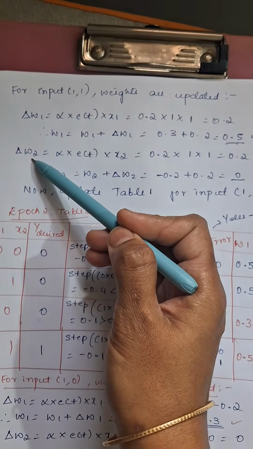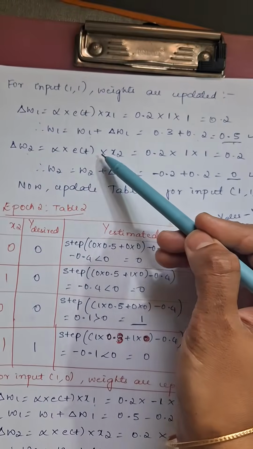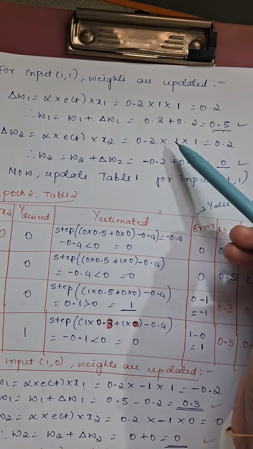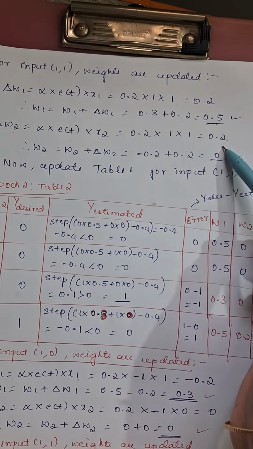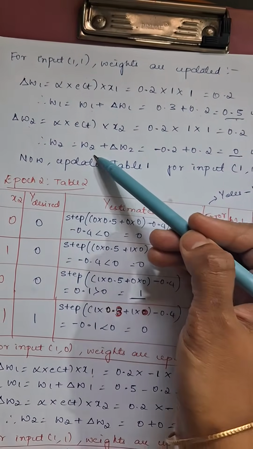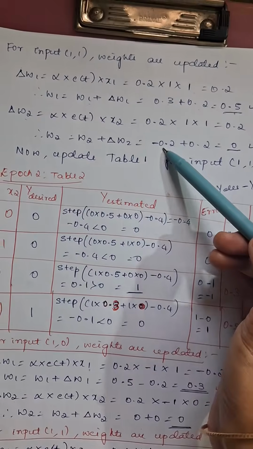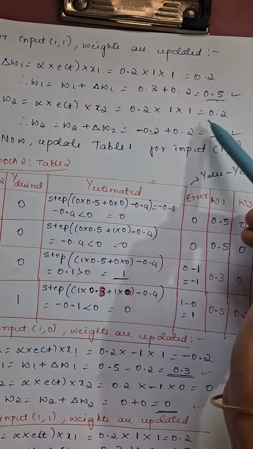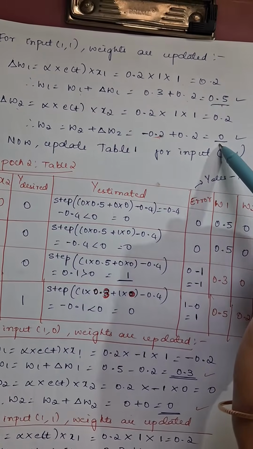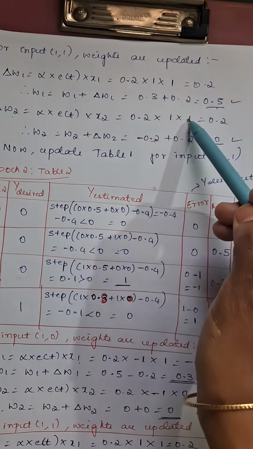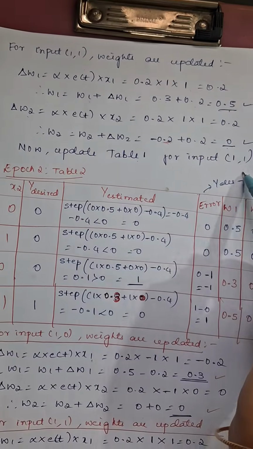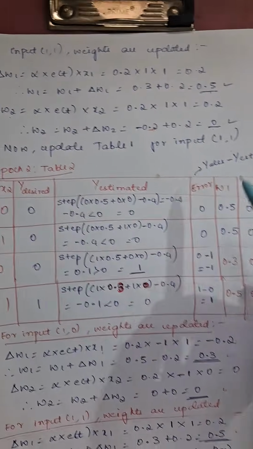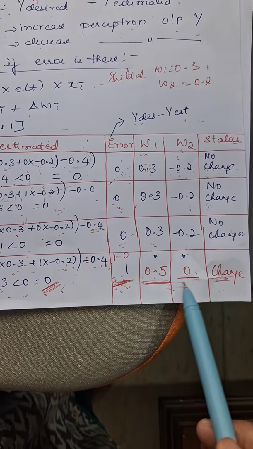Similarly, do for delta W2. Delta W2 is equal to alpha into E of t into x2. Alpha is 0.2. Error is 1. x2 is 1. So I am getting 0.2. Now W2 is W2 plus delta W2. What is the previous weight? Minus 0.2. To that I am adding this delta W2. So I am getting 0. So now I am going to update the table for this input. So I am going to update W1 as 0.5, W2 as 0. So that's what is done here.